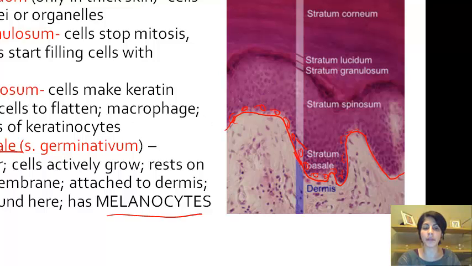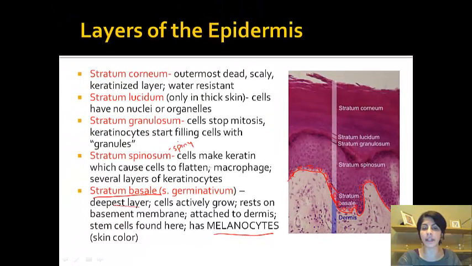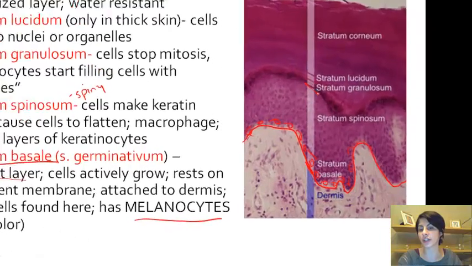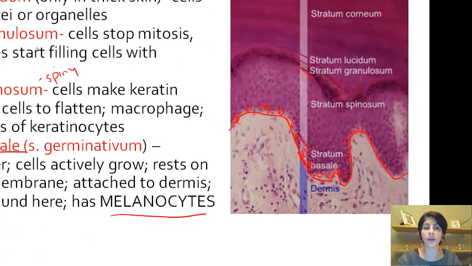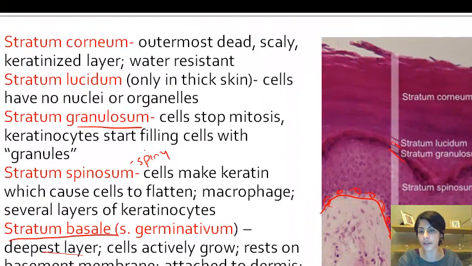Stratum spinosum is referred to as the spiny layer, and this is the place where cells start making keratin, the protein keratin, and that process right there causes the cells to flatten. You also find a lot of macrophage action. Stratum granulosum, or the granular layer, is a very, very thin layer where cells actually stop dividing, stop undergoing mitosis, and so much keratin is actually being produced that it looks granular in nature, the cells do.